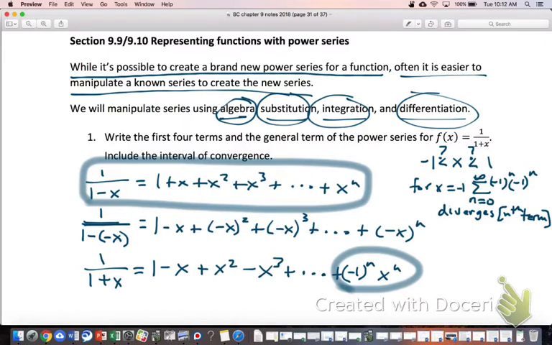And then what about for x equals positive 1? Maybe this will be different. We have sigma from 0 to infinity, and it's going to be negative 1 to the n times 1 to the n. What do you guys think? Converge or diverge?